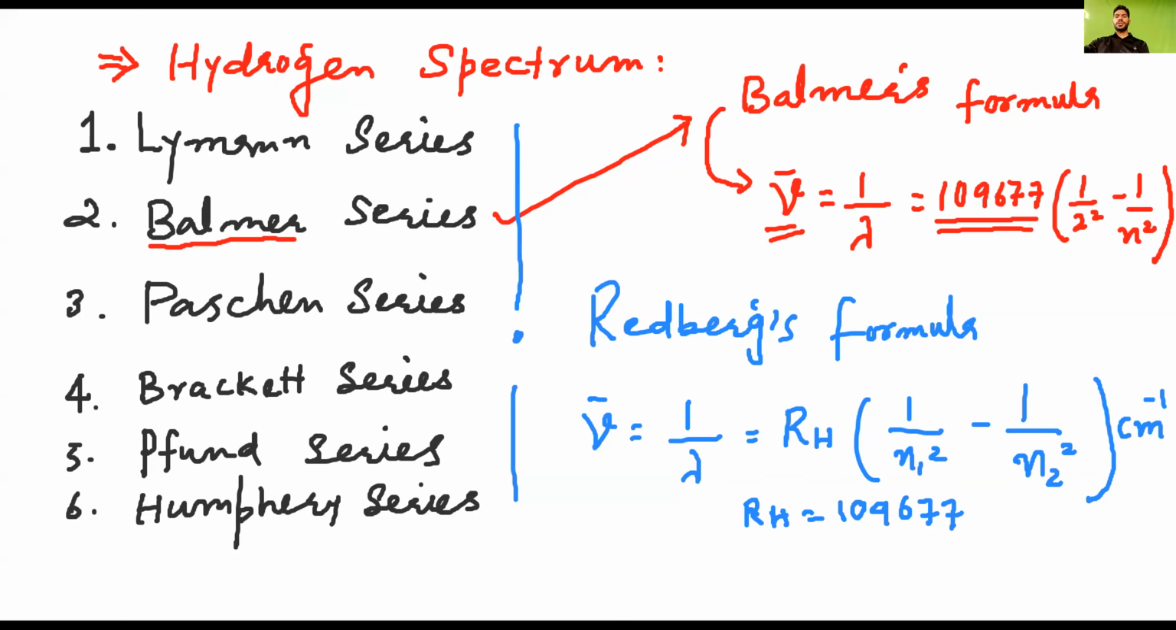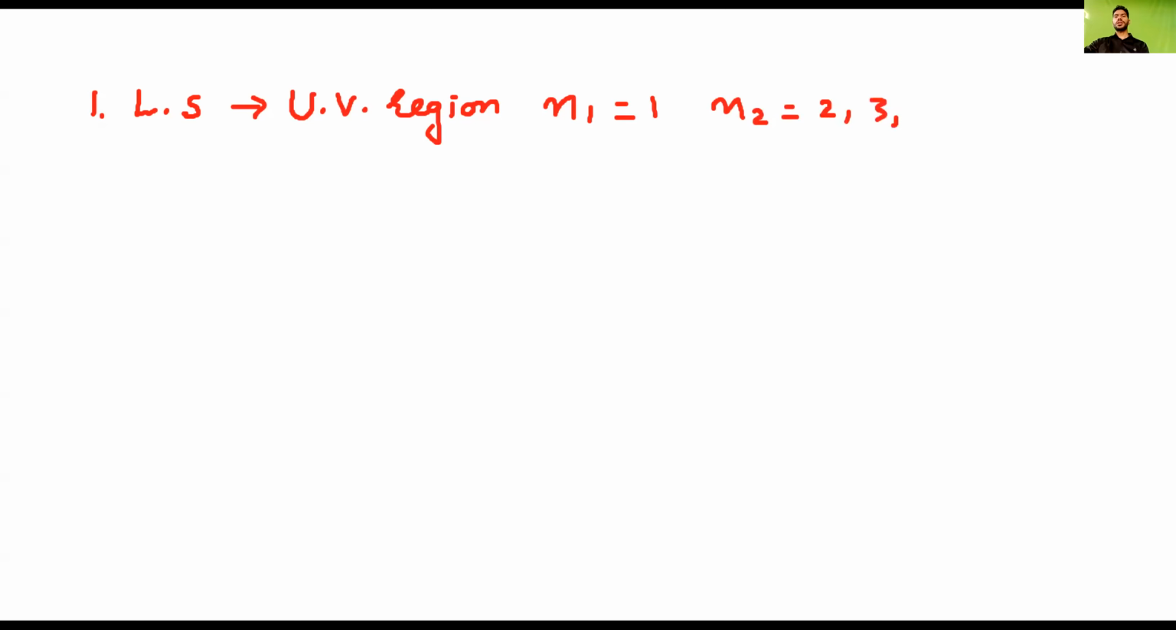So let me write it here. You will remember that first was the Lyman series, right? The Lyman series is observed in the UV region, that is the ultraviolet region. And for this Lyman series, n1 value is 1 and n2 value can be anything greater than 1, that is 2, 3, 4, 5, 6, 7, etc.